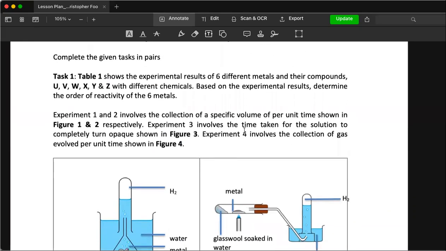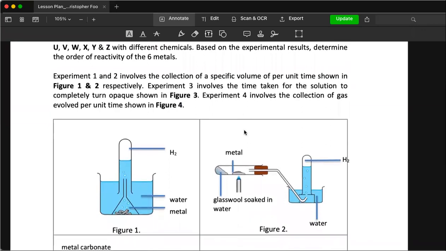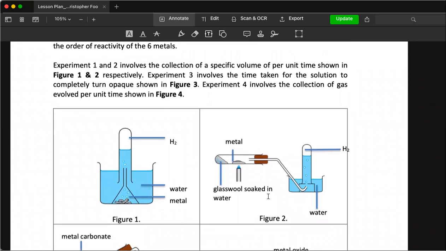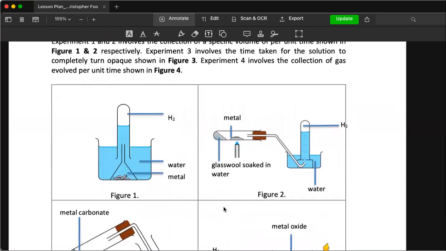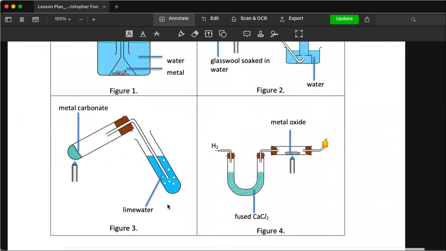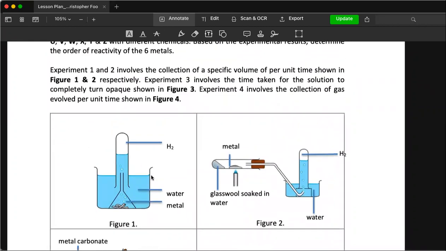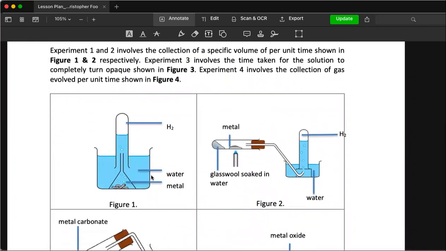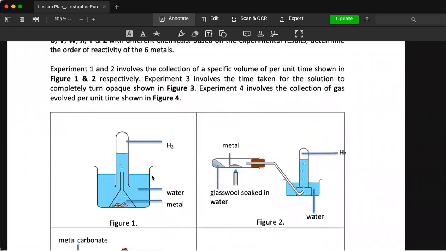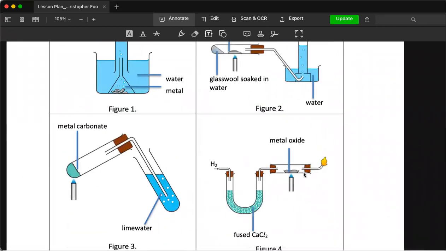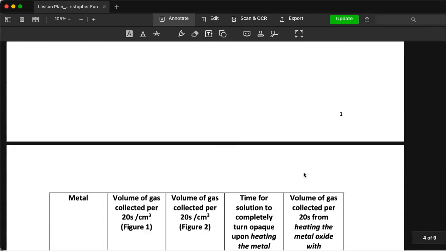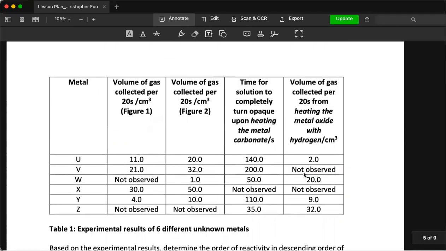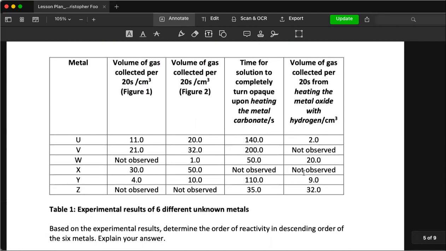Okay, so experiment 1 and 2 involve the collection of a specific volume of a gas. Experiment 3 involves the time taken for the solution to turn opaque because a white precipitate appears in the lime water by the production of CO2. And then experiment 4 involves the collection of gas. Although it's not shown clearly, it will be given in the instruction. So this is the experimental setup, and this is the data.